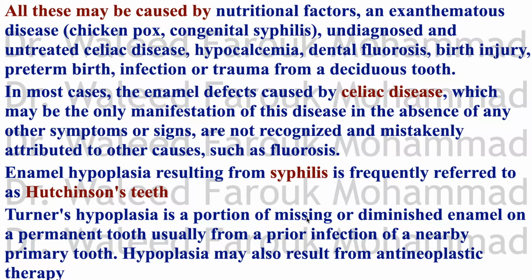In another type of abnormality, Turner's hypoplasia, for example, is a portion of missing or diminished enamel on a permanent tooth, usually from a prior infection of a nearby primary tooth. Hypoplasia may occur also as a result of anti-neoplastic medicines or therapy.